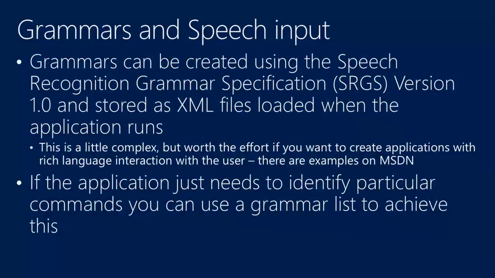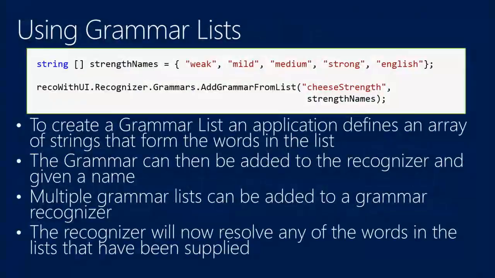They're actually in the Microsoft Speech area of MSDN. But they transfer across, and you can just cut and paste them and do things. I've found a simpler way to do it is just use the grammar list. So here I have, what kind of cheese do you like? Weak, mild, medium, strong, or English? And effectively, that's my list of strength names.